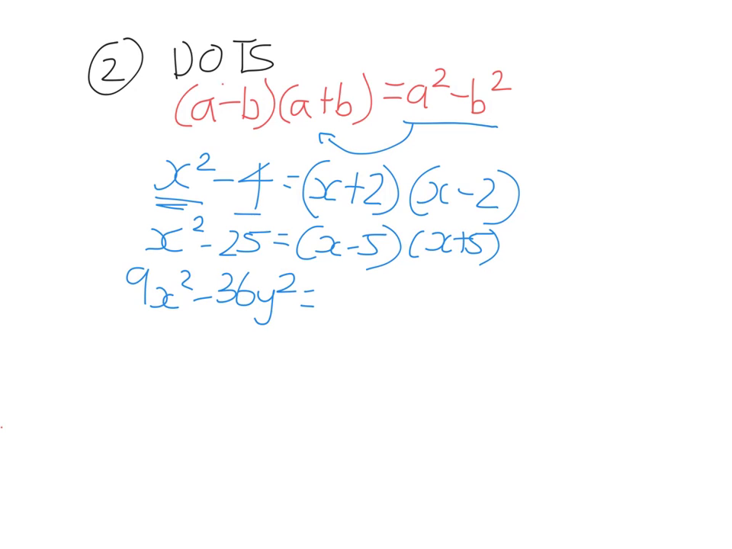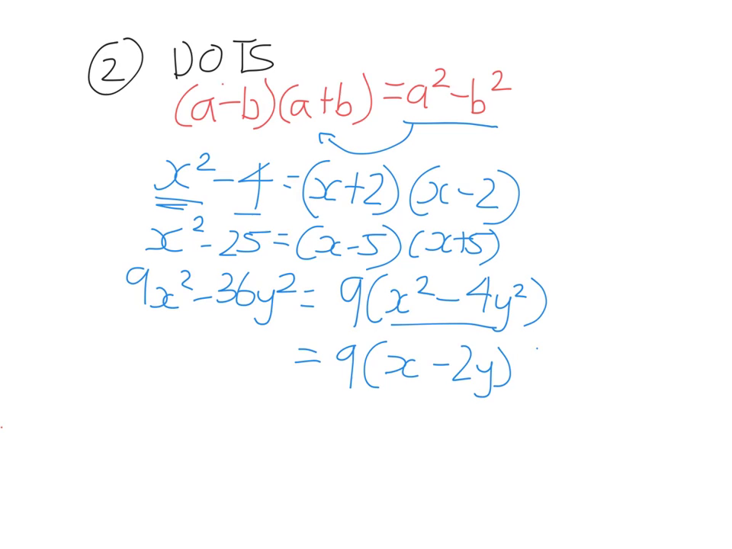Let's say I have 9x squared minus 36y squared. Now this one here, 9 and 36 have a common factor. So as I said before, if that happens, first take out the common factor. In this case, it's 9. And then I'm left with x squared minus 4y squared. This thing in here is the difference of two squares. So what do I square to get x squared? I square x. What do I square to get 4y squared? It's 2y. So it'll be x minus 2y, x plus 2y.